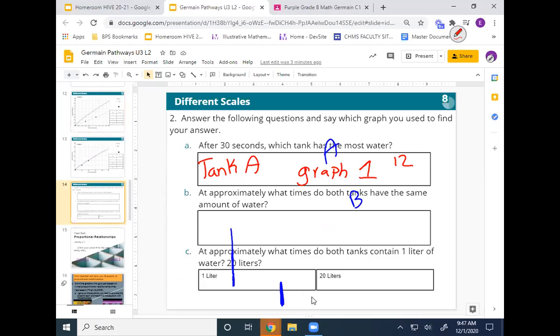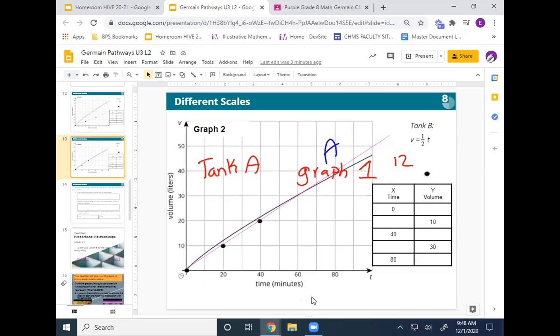Okay? So then, at approximately which time do both of the tanks have the same amount of water? And we're not talking about that initial. We know that at 0, 0, they have the same amount of water. But we're looking for that second spot where they have the same amount of water. Which graph has a second meeting point on it? Graph number 1 on slide number 12 or graph number 2 on slide number 13? Graph 2. Nice job, Edgar. Graph number 2 has a second meeting spot. If you see that right here, it has a second meeting spot.